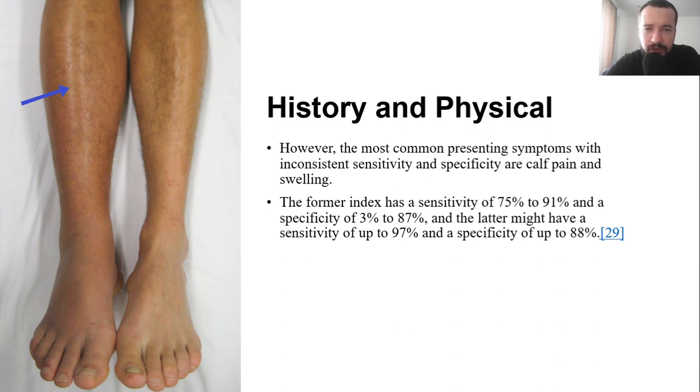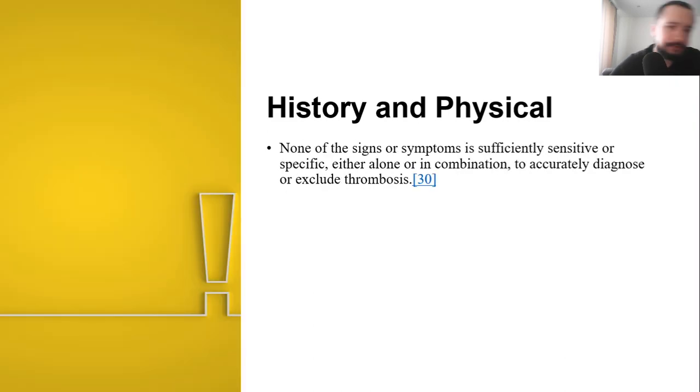History and physical. The most common presenting symptoms, with inconsistent sensitivity and specificity, are calf pain and swelling. The former has a sensitivity of 75 to 91% and a specificity of 3 to 87%, and the latter might have a sensitivity of up to 97% and a specificity of up to 88%. None of the signs or symptoms is sufficiently sensitive or specific, either alone or in combination, to accurately diagnose or exclude thrombosis.